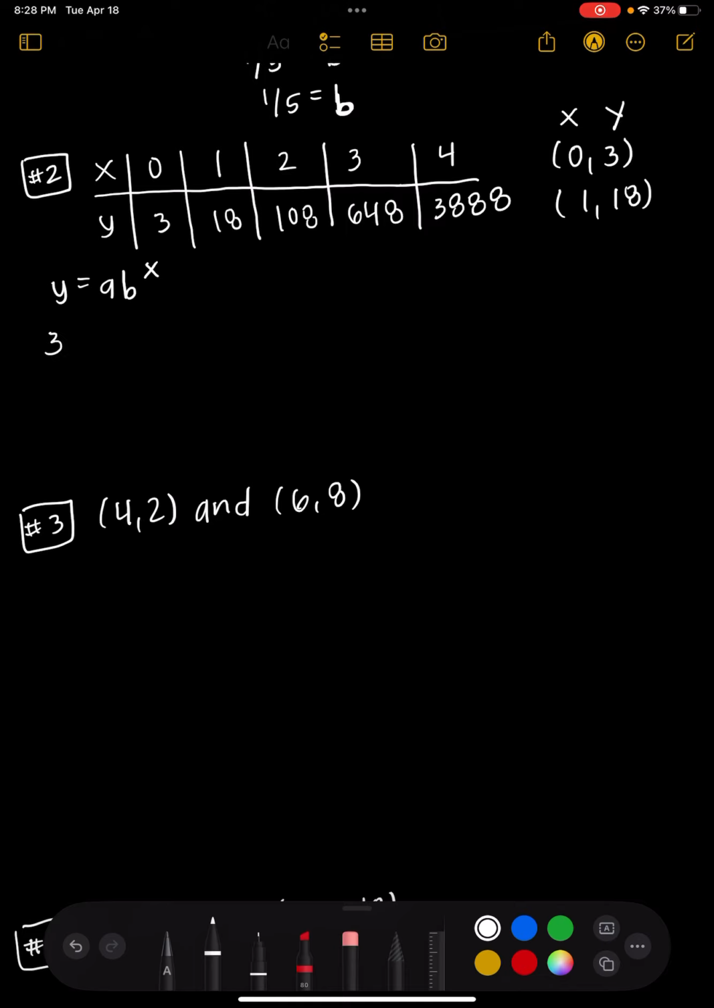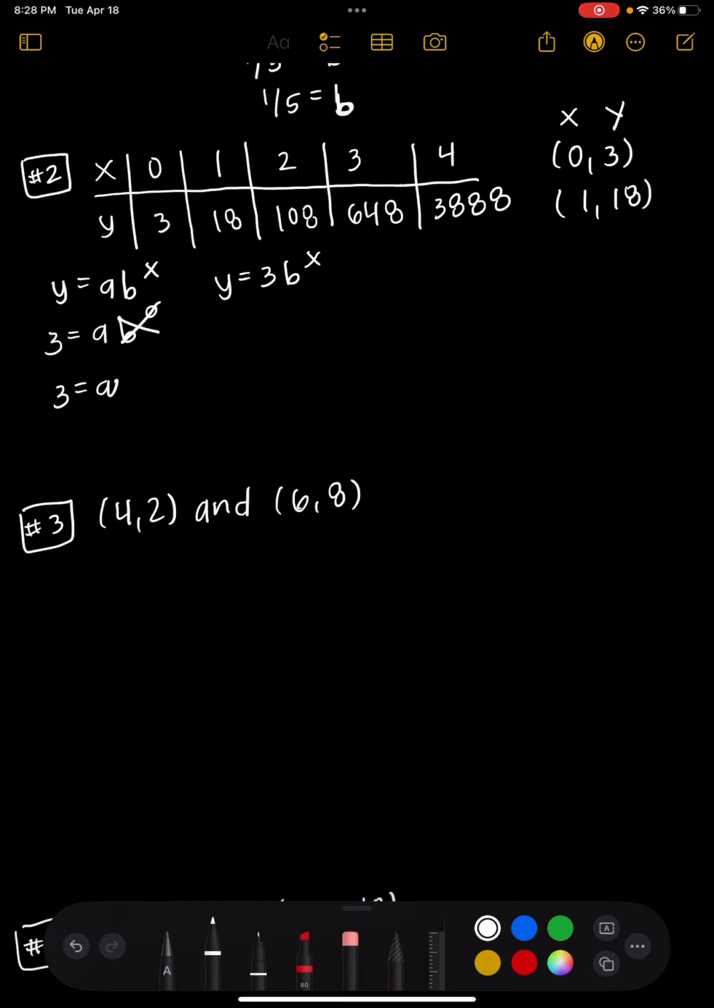So I'm going to have 3 is equal to a times b to the power of 0. Once again, you have something to the power of 0, which just cancels out, which means that I know that 3 is equal to a. Great. So now I'm going to rewrite the equation, but with a as 3. So I can say y is equal to 3 times b to the power of x.